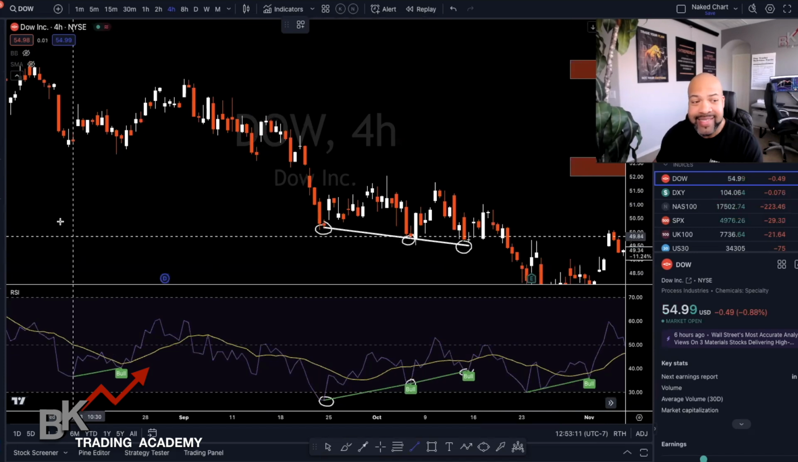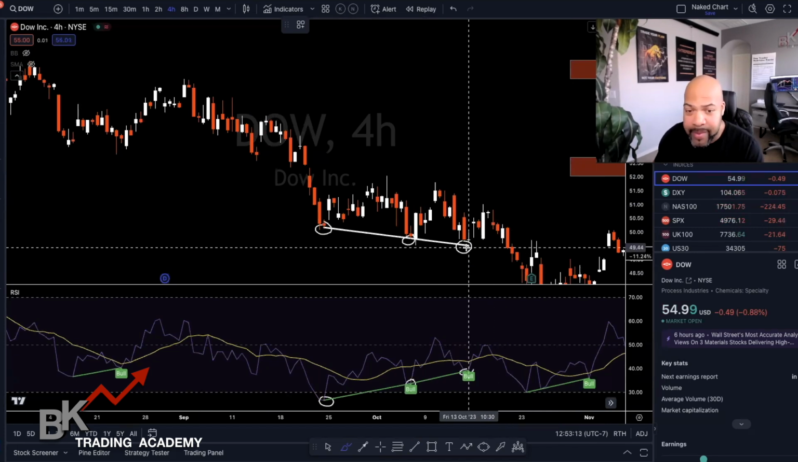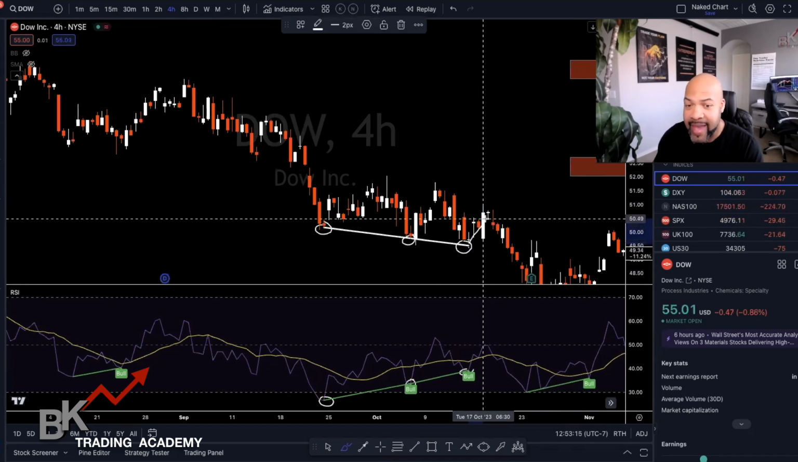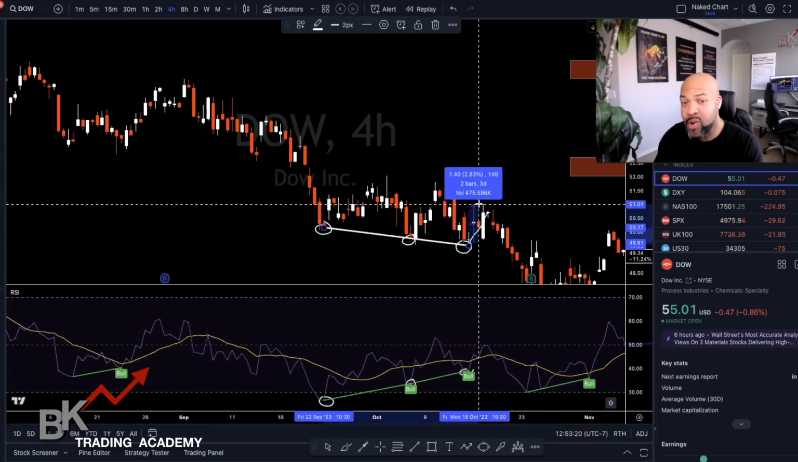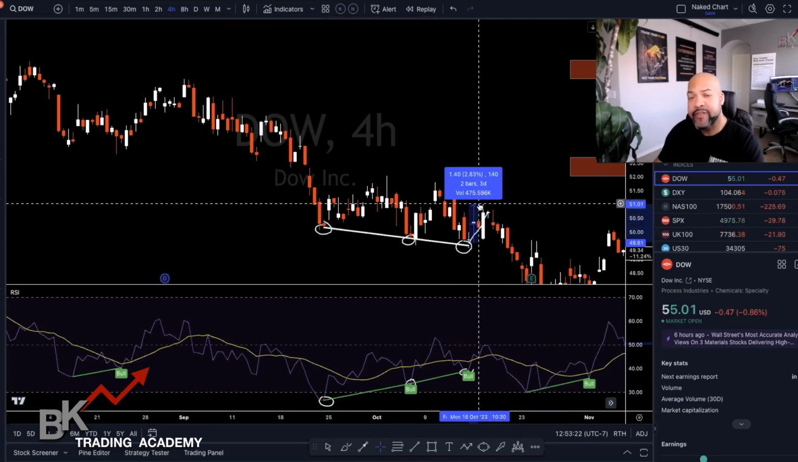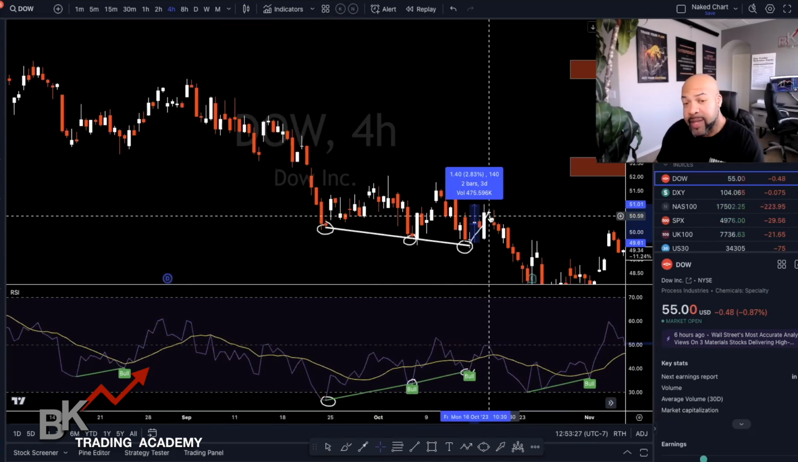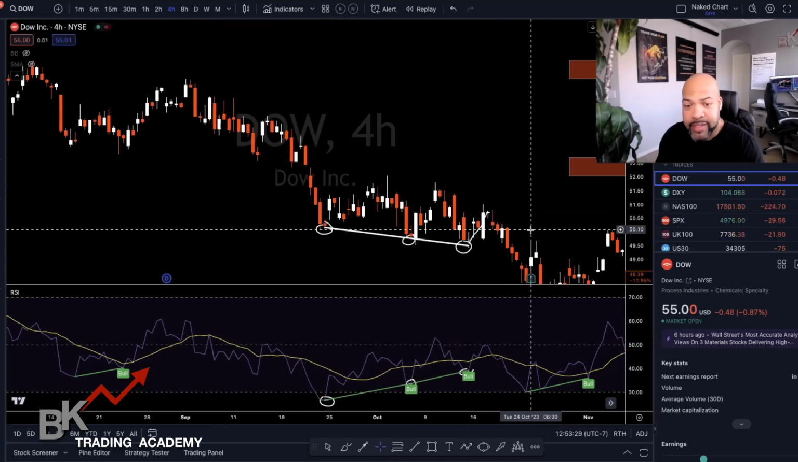Now, again, this is indicators. It's not going to always happen, but typically you will see that. And price did rise for a few points, about 2.83%, which is pretty significant if you're a swing trader or even a day trader. So it took about 8 hours for that to happen, and that's pretty good.